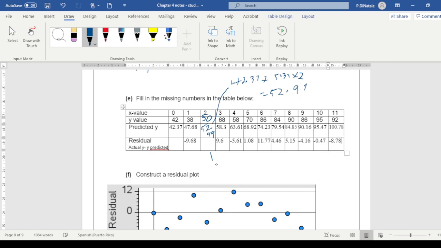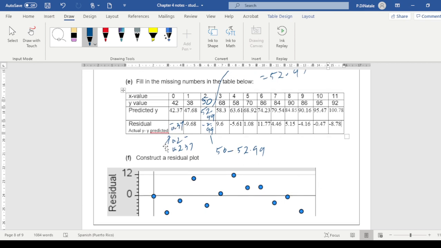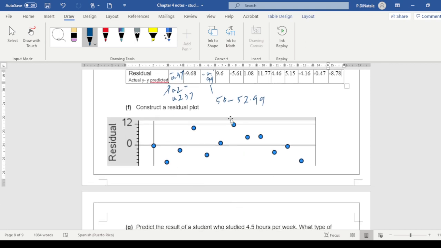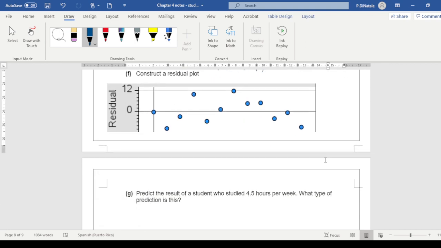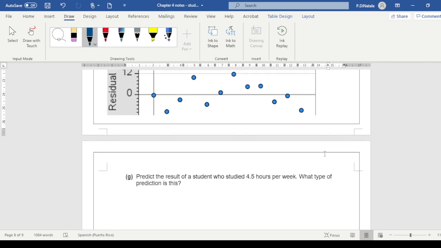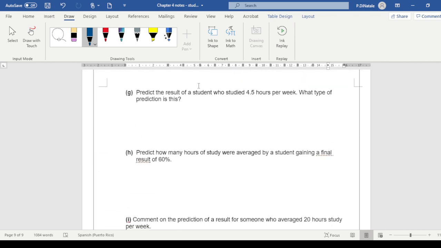So the residual here is the actual minus the predicted. So when I do that, I get negative 2.99. And for this one here, the actual, which is 42 minus the predicted of 42.37, gives me negative 0.37. Okay. Construct a residual plot. Again, just on calculator, construct a residual plot. Look, no clear pattern. So this supports the assumption of linearity. That's what we decided. Part G, predict the result of a student who studied 4.5 hours.